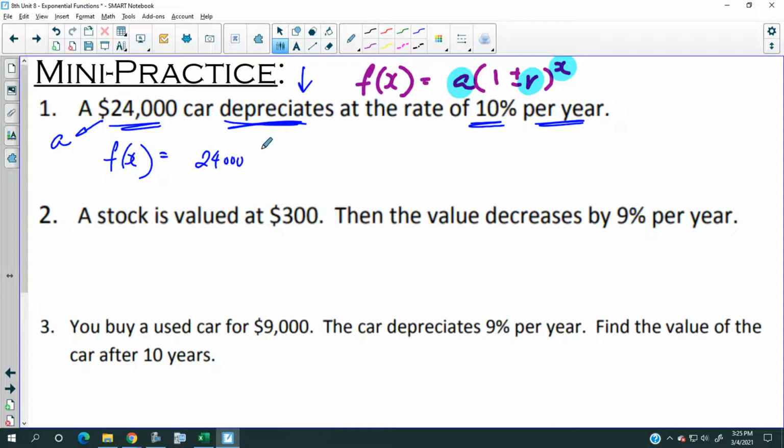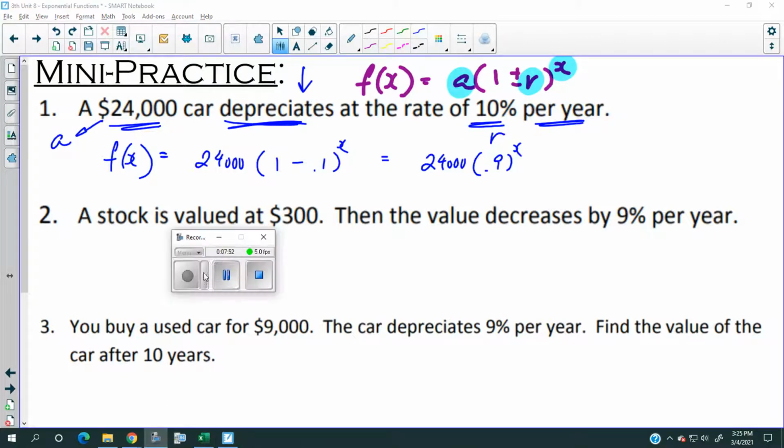Then I have 1, and that doesn't change. Plus or minus: it depreciates, so we're certainly not going to add. So we do 1 minus, since it depreciates at 10%. There's our R, which is 0.1, and then X. Let's write this out nice and neat. Here we've got 24,000 times 0.9 to the X, and there's our equation.